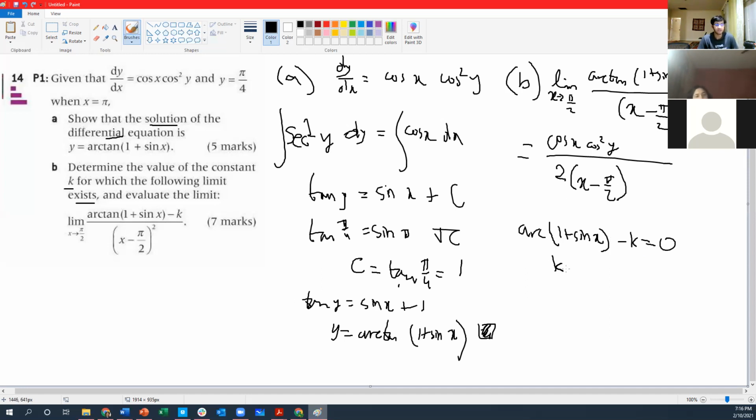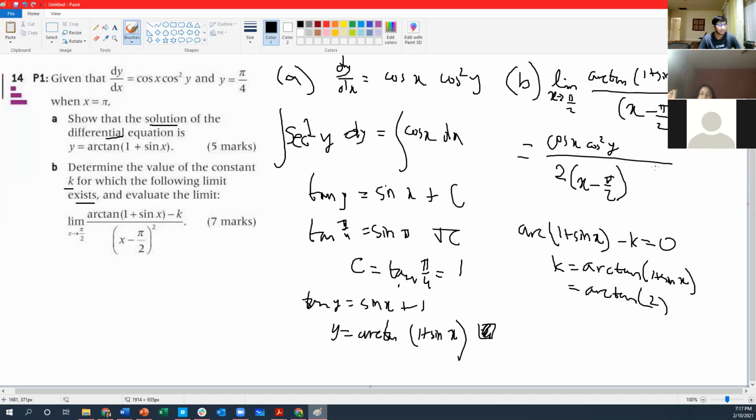So now you solve for k using this. That means k equals arctan of 1 plus sine x, right? Because otherwise you can't use L'Hopital's rule. But it's a constant, so you would plug in pi over 2. Arctan of sine of pi over 2 is 1, 1 plus 1 is 2, so it's arctan of 2. That's your constant, because then that lets it equal 0 over 0, and now you can do L'Hopital.